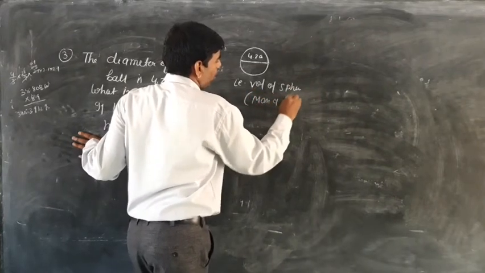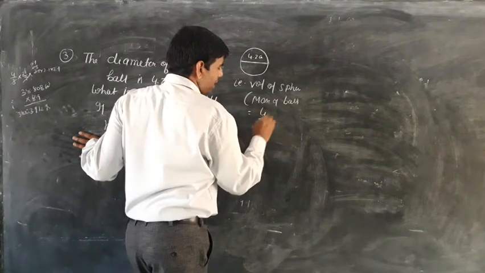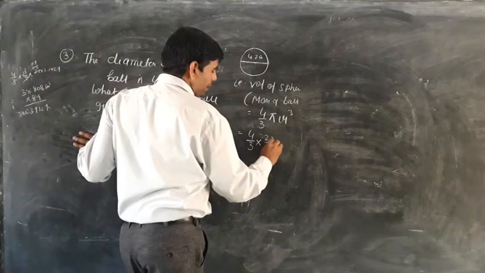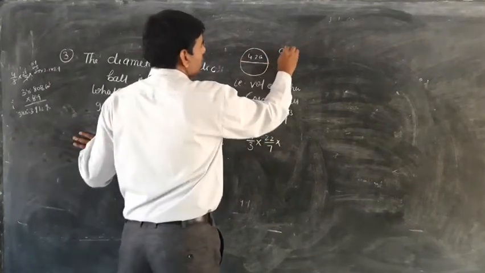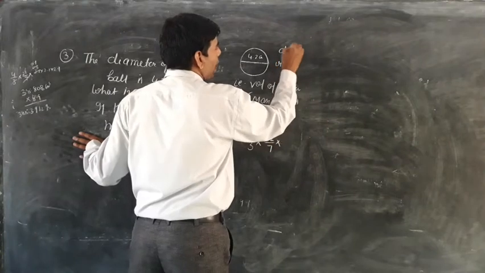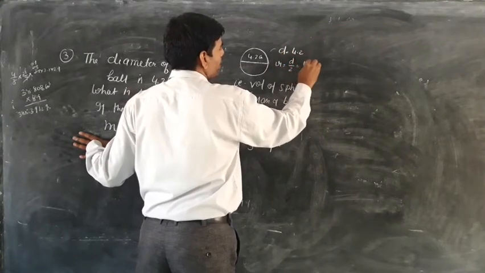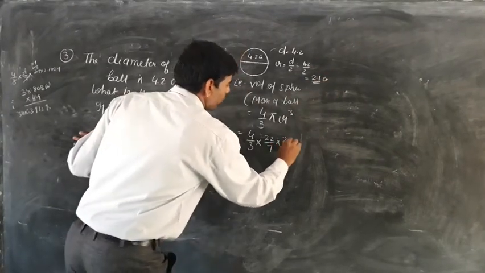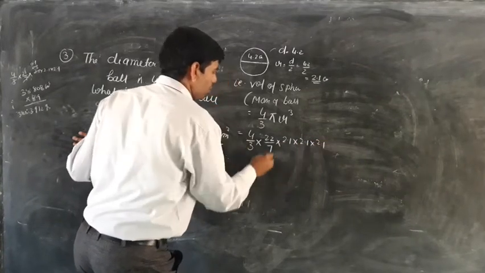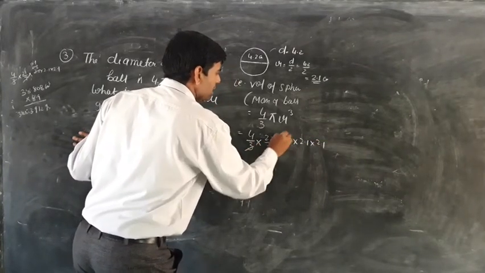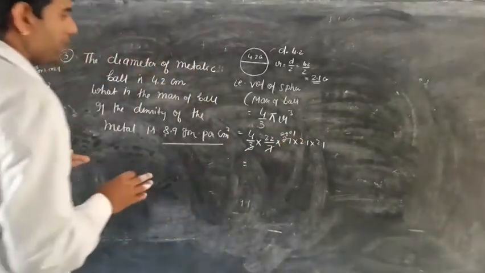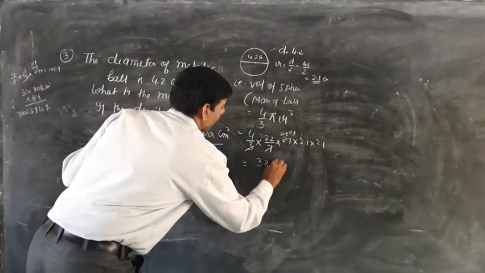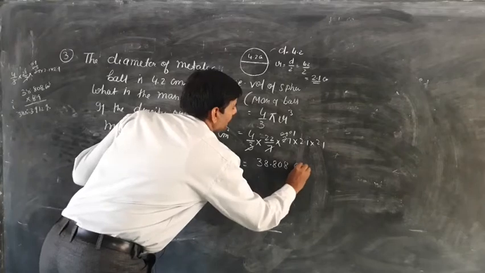The volume of the sphere is 4 by 3 pi r cube. 4 by 3. The value of pi will be 22 upon 7. The diameter is equal to 4.2, so radius is equal to half of the diameter, d by 2, which is 4.2 upon 2, that is 2.1 centimeter. That is 2.1 into 2.1 into 2.1. 7 3s are 0.3 times and 3 is 0.1 times. The multiplication of 4, 22, 2.1, 2.1 and 2.1 is equal to 38.808 centimeter cube.